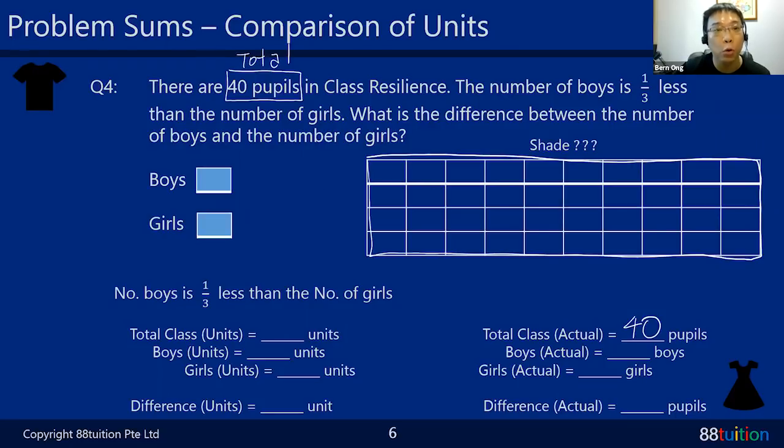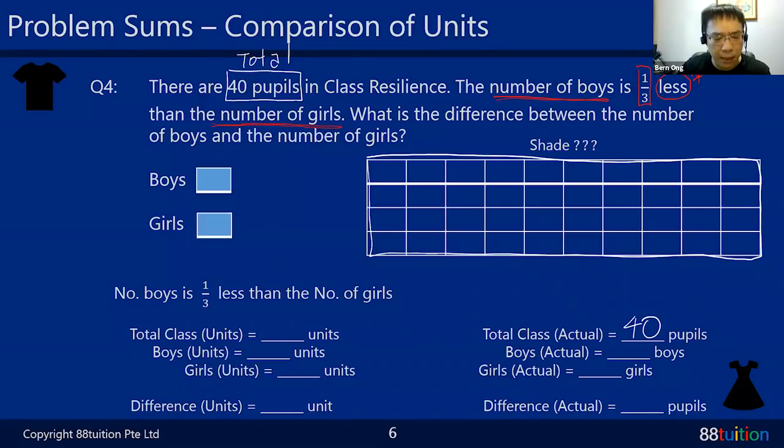So let's look at the clue. Let's look at the fraction. What's the clue here? The fraction says that the number of boys is 1/3 less. Ayo, this word, very dangerous. The number of boys is 1/3 less than the number of girls.